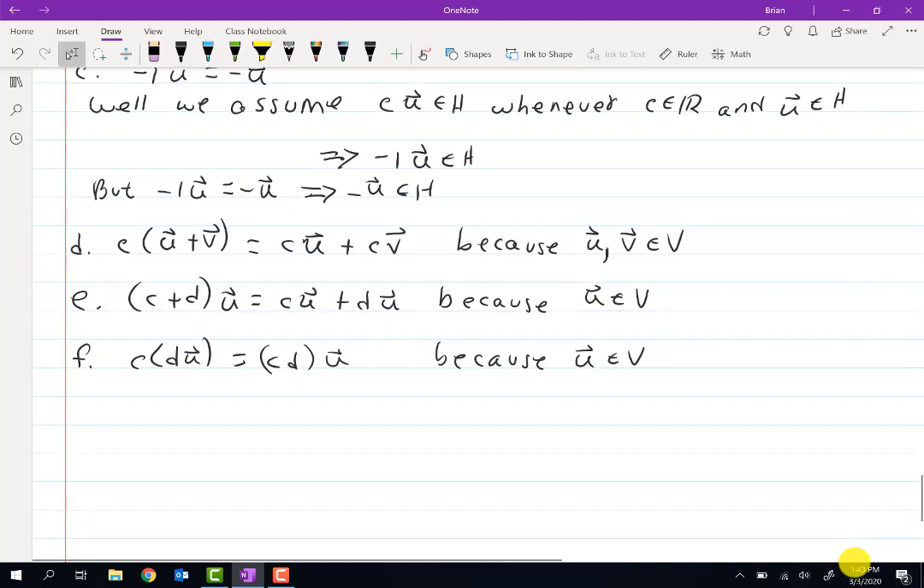And finally, for G, we have 1 times U. Well, that does equal U because U is an element of the vector space. So most of these properties were because V had the properties themselves.